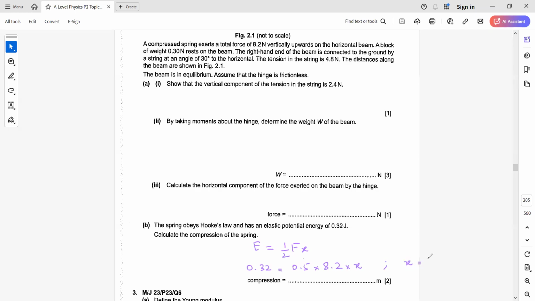So that would be basically 0.078 meters, right? I hope that clarifies things. Let's see what's next.